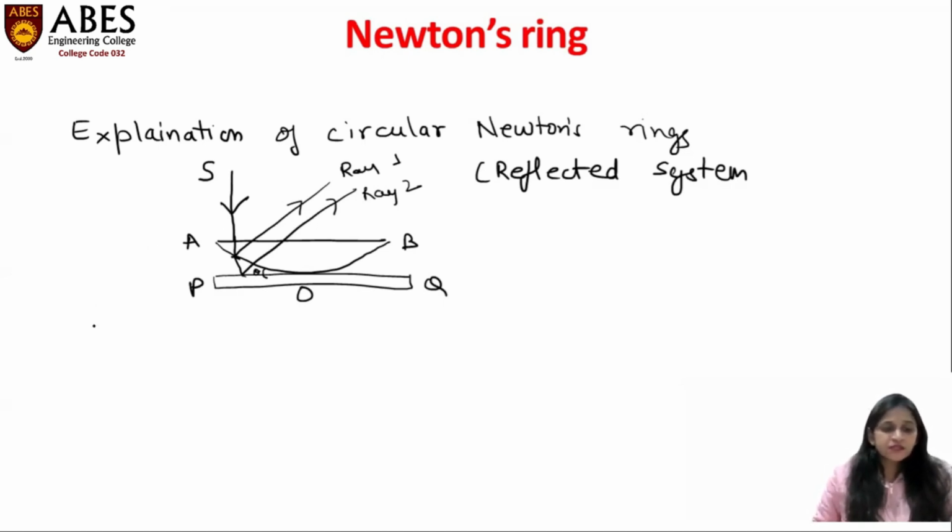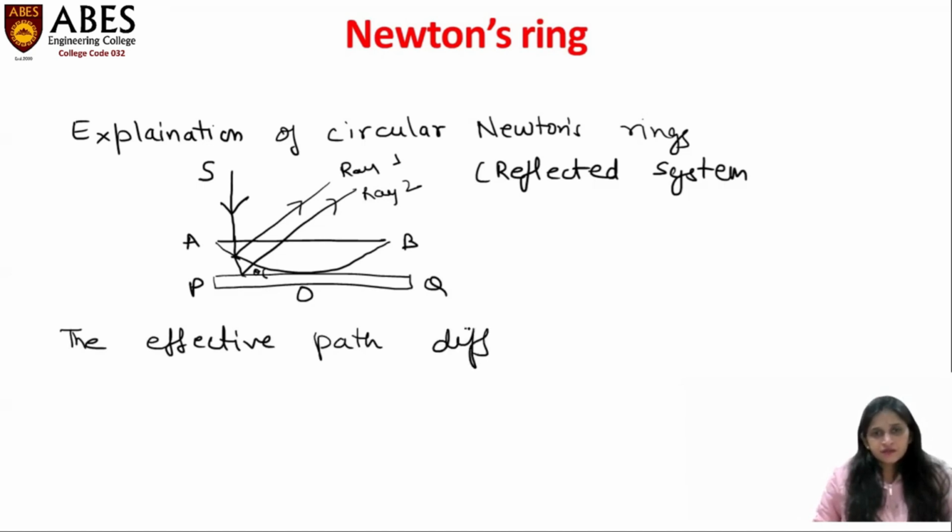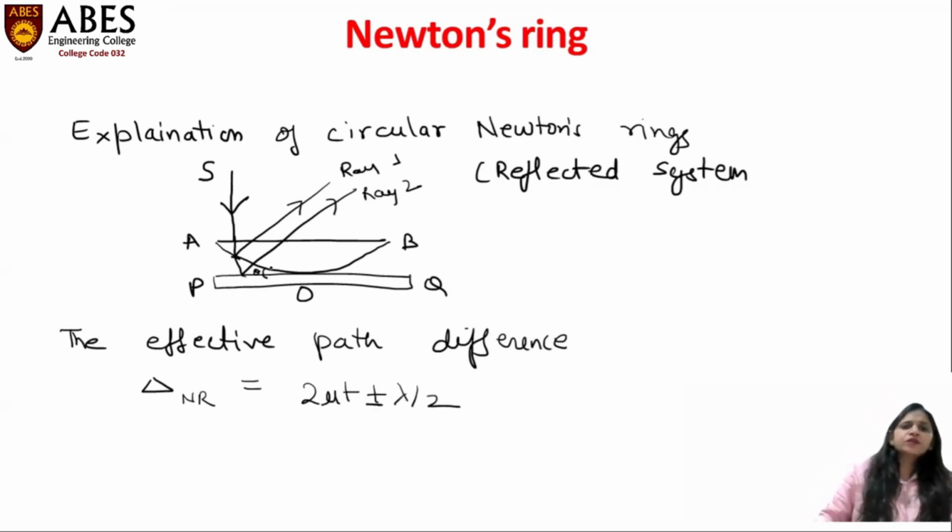So what will be the path difference in this case? The effective path difference, if I talk about Newton's ring setup, is delta equals 2 mu t plus or minus lambda by 2, depending on which side we are making the geometry. Again, because the light is incident normally, the value of r will be 0 and cos r will be 1. So this is the path difference.